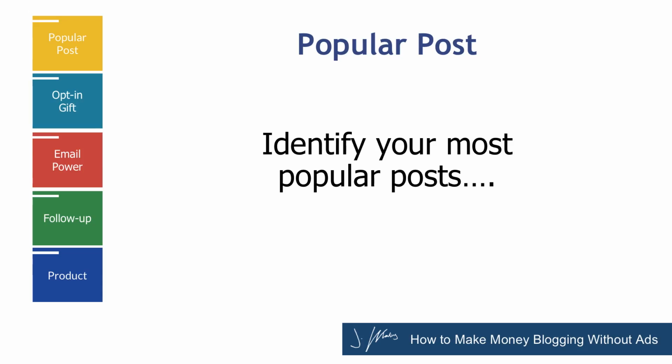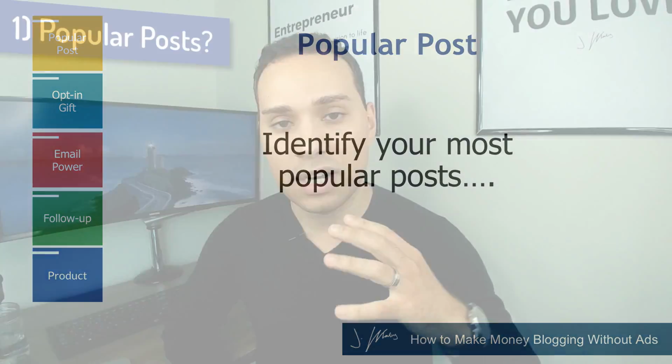So the first step is going to your blog analytics and figuring out what the top 3 to 5 blog posts on your website are, right? You want to figure out what types of content are already performing well. This is the first step to creating your email list and making money with your blog. You want to identify what type of content you're creating that your readers really enjoy.